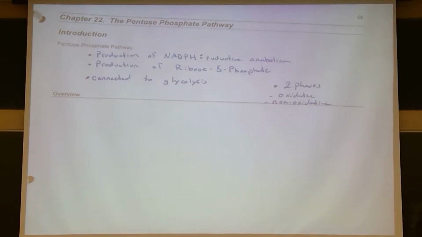An oxidative pathway produces NADPH. A non-oxidative pathway does not produce NADPH. There are no oxidation steps in the non-oxidative pathway. So what does this look like?